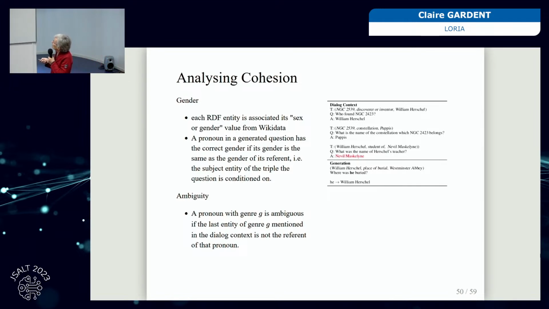Right. So here you have "what was the name of Herschel's teacher," then Neville something something. So he's a man. And then the next question is, where was he buried? "He" is intended to refer to William Herschel, but the previous noun phrase of the same genre, that was a male, is not actually the expected antecedent. So this is what we would call a case of ambiguous pronoun. The context does not lead to the intended referent.